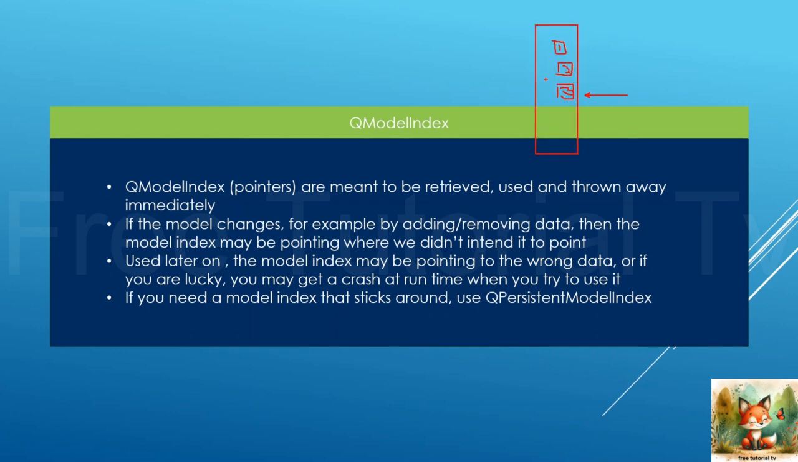Now, suppose we insert a new item here. Okay, the 3 here is going to go down and become a 3 here. The 3 is going to move down, and for example, we inserted a 7 here. Now, the model index is going to keep pointing to this location, even if the element we really wanted to point to has been moved to another location. That's why once you are done using a model index, you should really throw it away.